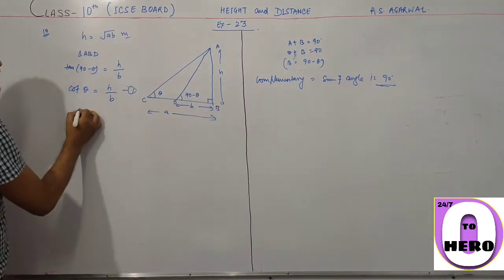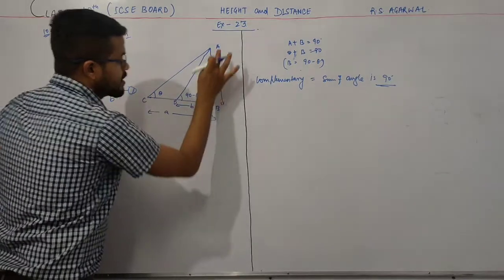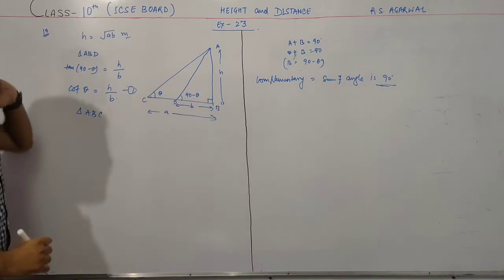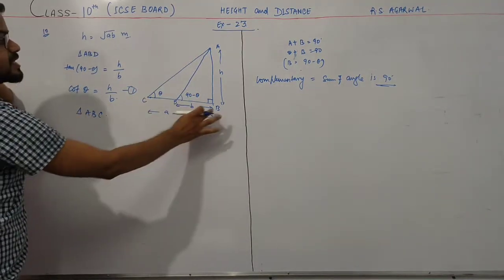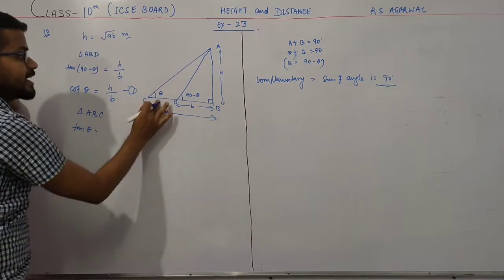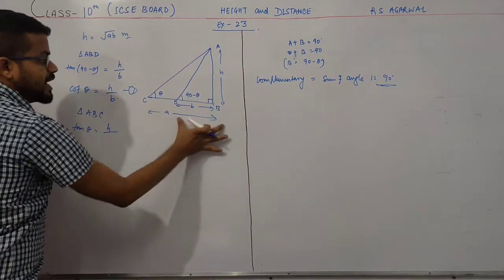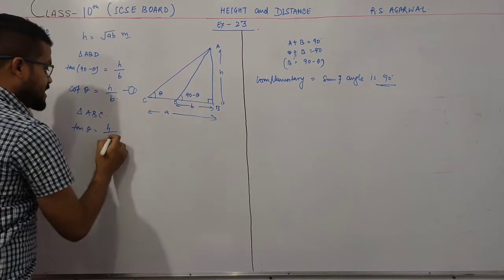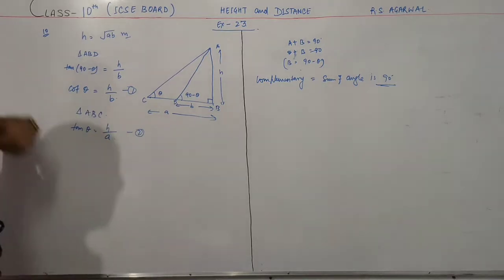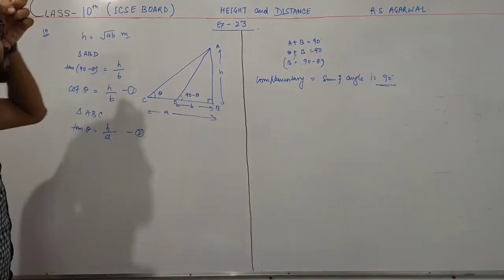Now the second equation. In the second equation I take angle ABC. Now from this triangle ABC, tan theta is equal to perpendicular upon base, and the base, the whole distance, is a. So tan theta is equal to h by a. Now here we have to prove this, h is equal to root ab.